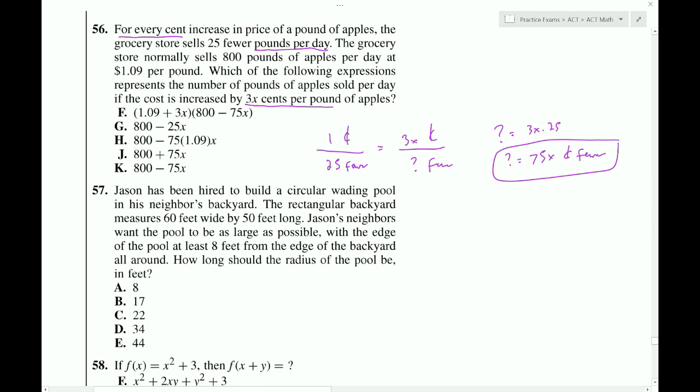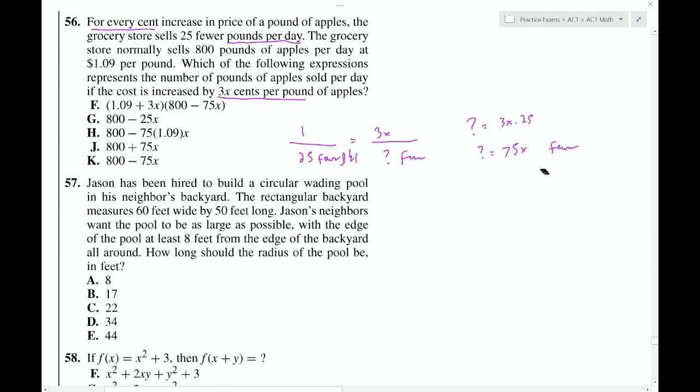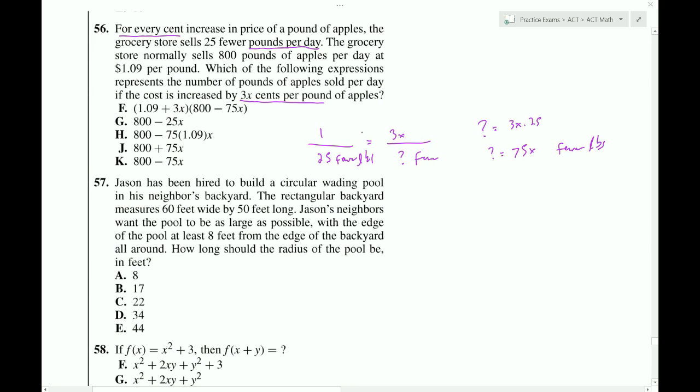Sorry, this is not going to be cents, is it? It's going to be, so the cents cancels. It's going to be fewer pounds. Sorry, fewer pounds. Fewer pounds, okay. So the original amount that we sold was 800 pounds, right? And we know we're going to have 75x fewer pounds. So we do 800 minus 75x.